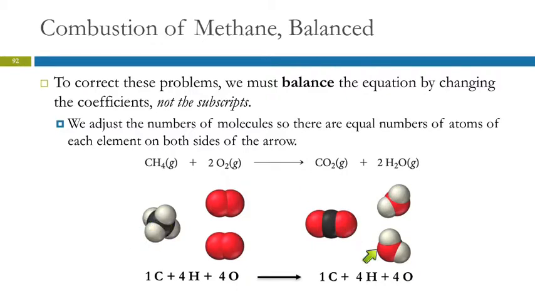So in the products, however they're arranged, we need to have 4 white balls. And we do that by saying there must be 2 water molecules. Over here, we're going to say there's 2 of these so that we have 4 red balls. We've got 2 red balls here and 2 red balls there. So we've got the same number of red balls on each side. There is 1 black ball over here and 1 black ball over there.